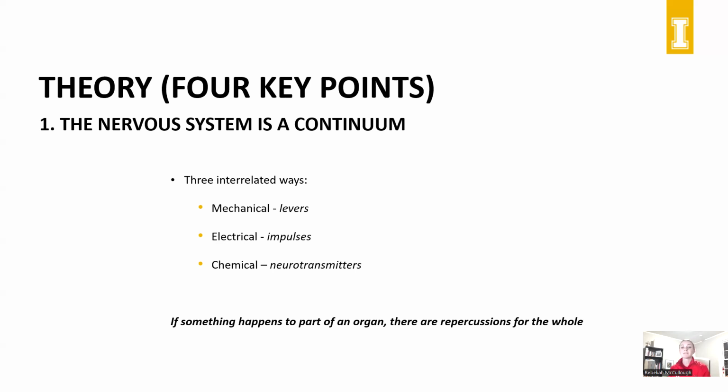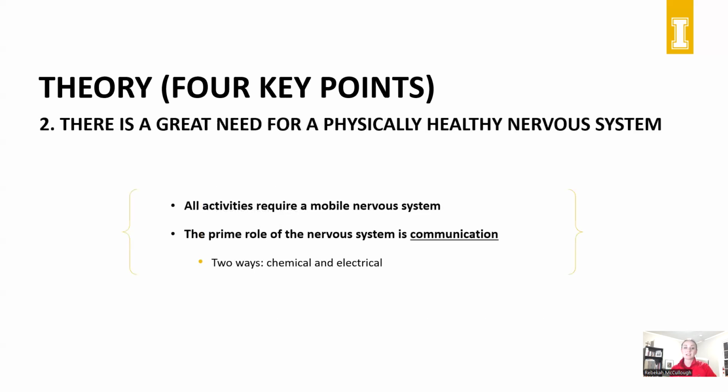So essentially, if something happens to part of an organ, there's repercussions for the whole thing, throughout those 3 interrelated ways. Second key point, there is a great need for a physically healthy nervous system. All activities that we do require that nervous system to be mobile and move with us. And the prime role of that nervous system is communication, and that can occur through chemical and electrical means.